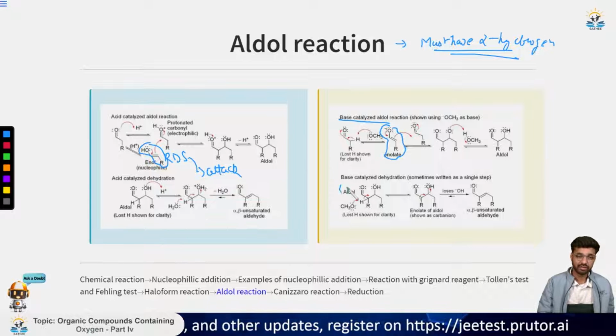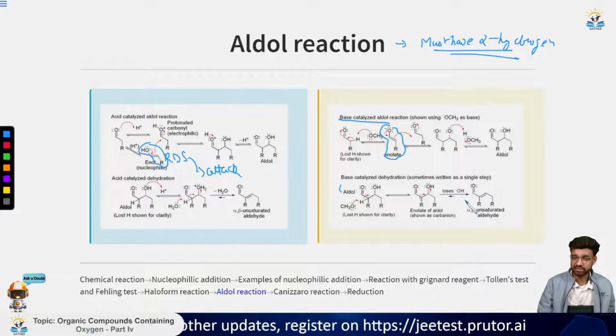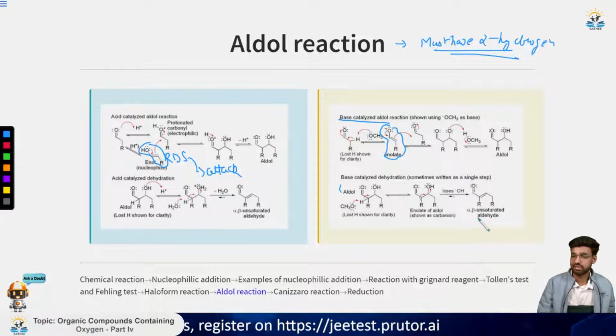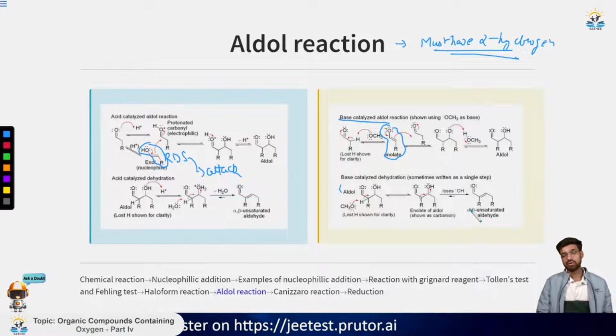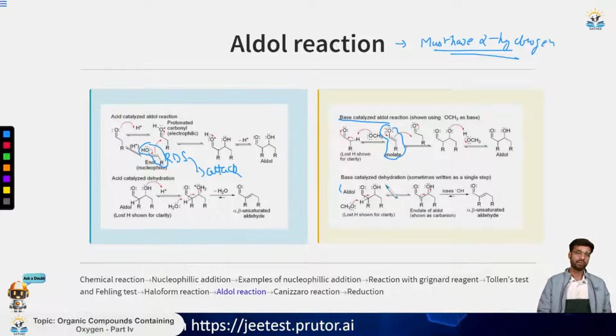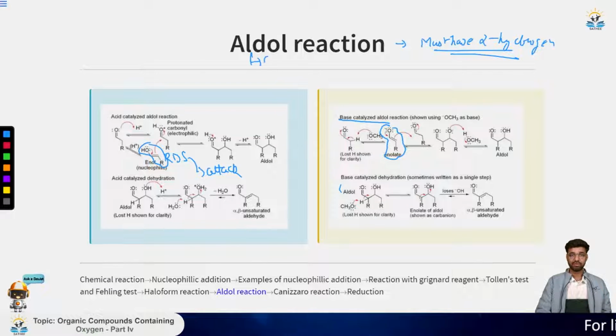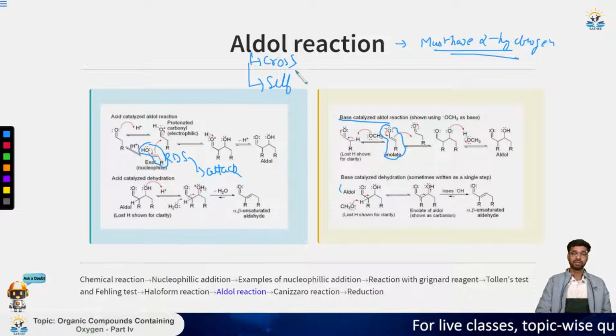If you want, you can see it in a single step also. At last dehydration takes place and we get our alpha beta unsaturated aldehyde. The important points are that of course you can have two types of aldol reaction. You can have cross aldol, in which two different reactants are taken, or you can have self aldol, in which the same reactant is taken, 2 moles.